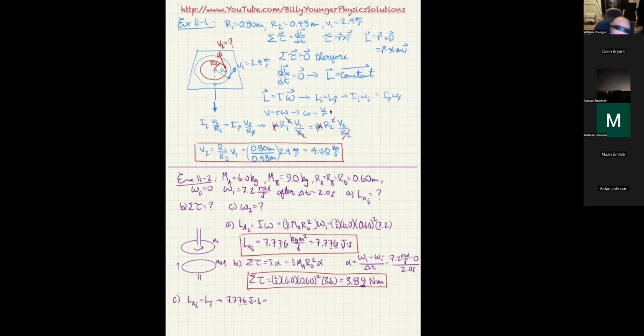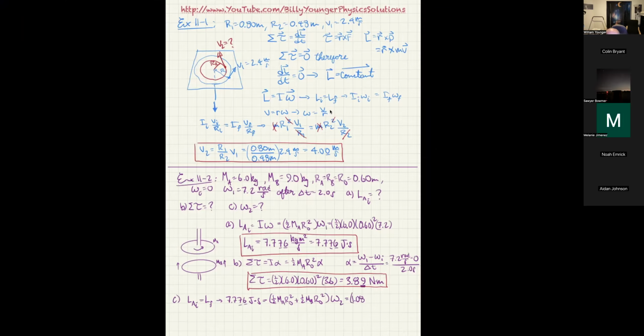So this is going to be 1/2 M_A R_0 squared plus 1/2 M_B R_0 squared. That's the moment of inertia. And the angular speed, which is what we're looking for, is omega 2. So in this case, what we can do is calculate the moments of inertia. In doing so, I'm going to get 0.5 times 6 times 0.6 times 0.6. That gives me 1.08 for the first moment of inertia.